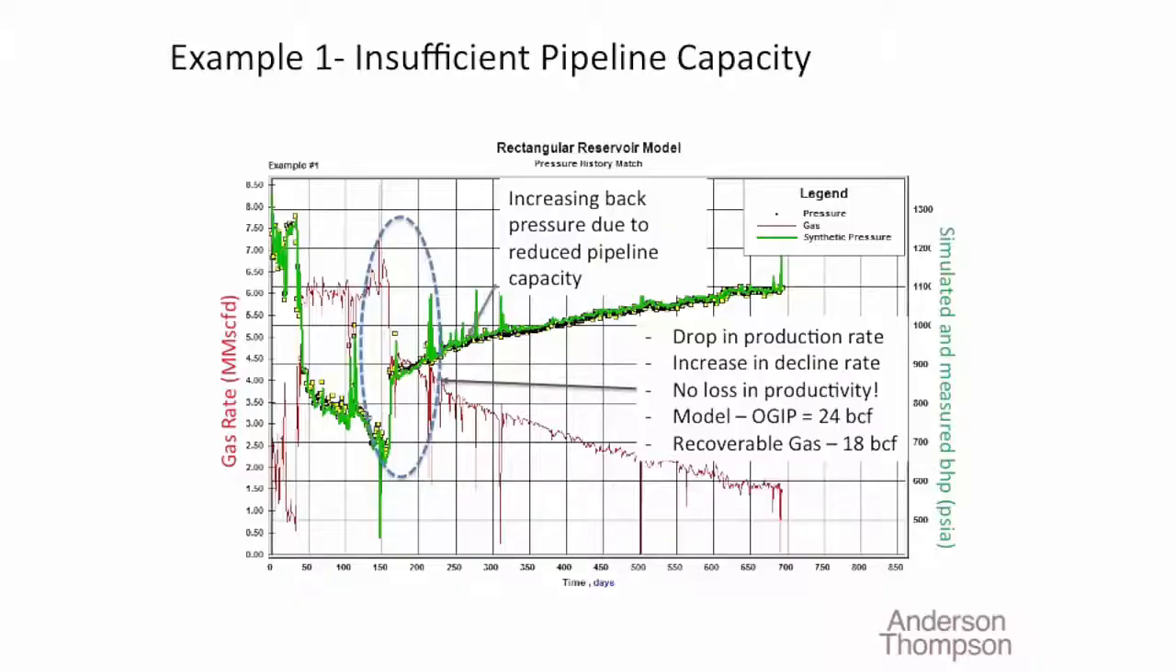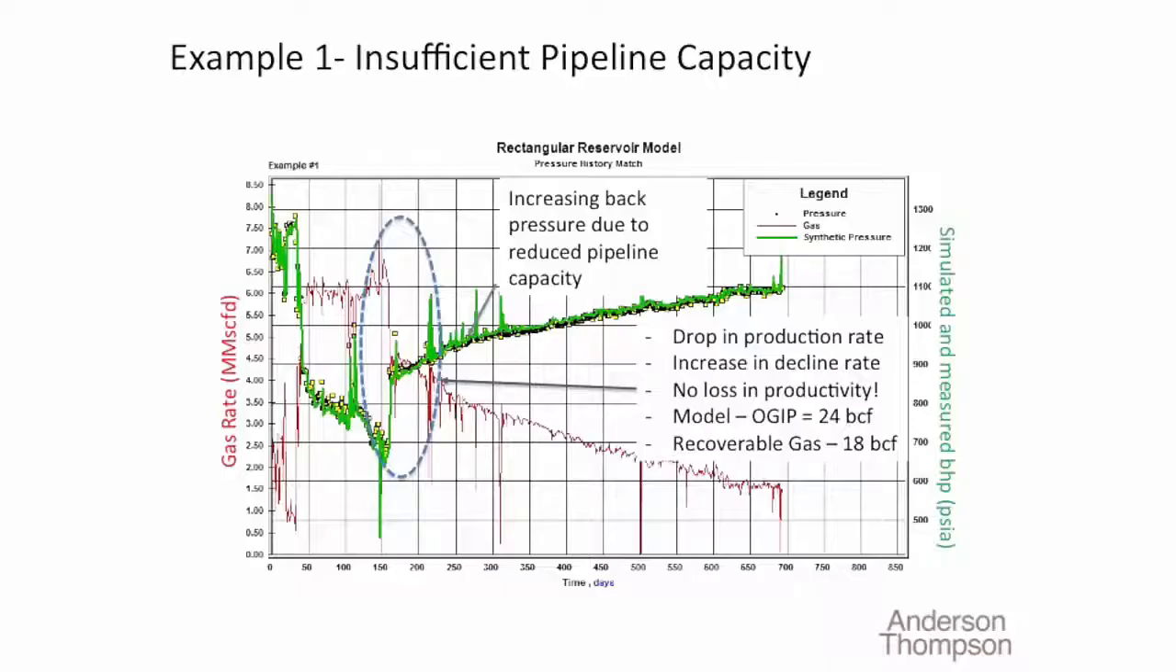This is a classic case of a well being backed out of a pipeline. So we have insufficient surface facilities to accommodate this well, and it is essentially being backed out of the system. This is the lowest hanging fruit that you can find, right? If you've got a field full of wells like this, that is investment opportunity like you can't even believe, right? That's the easiest problem to fix. That's going to give you the highest rate of return of any capital that you could spend.